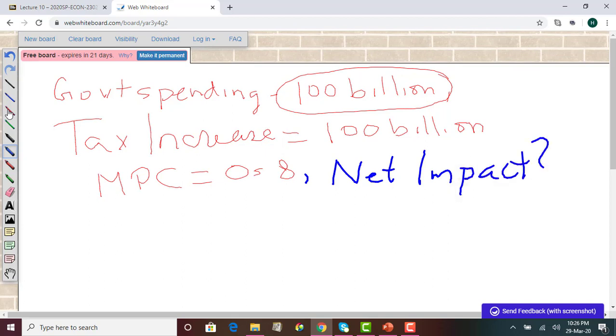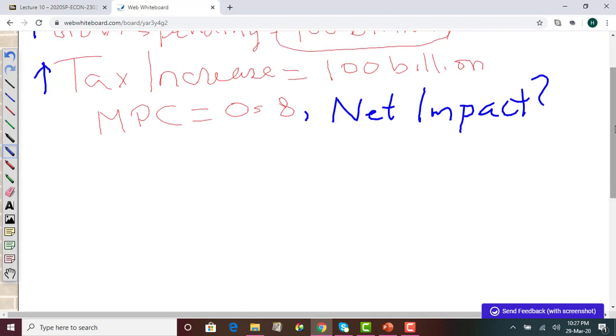Because your government expenditure went up, there will be a magnified positive impact on output. But at the same time, your taxes went up also, so there will be a magnified negative impact on your output. So what is that net impact? After these two policies are enacted, is the total output in the economy going up or going down? That's what I'm asking you to calculate. There are a couple of steps involved.